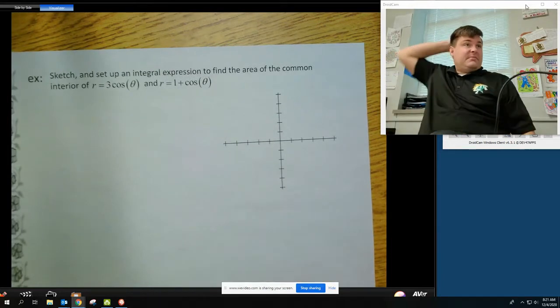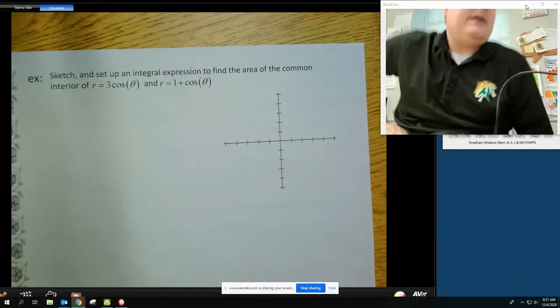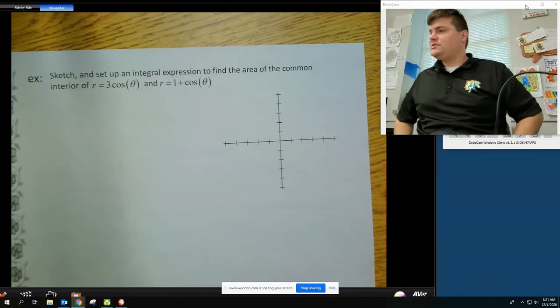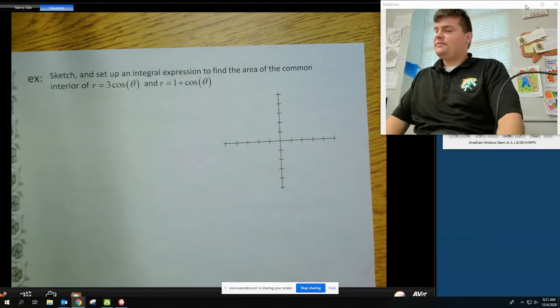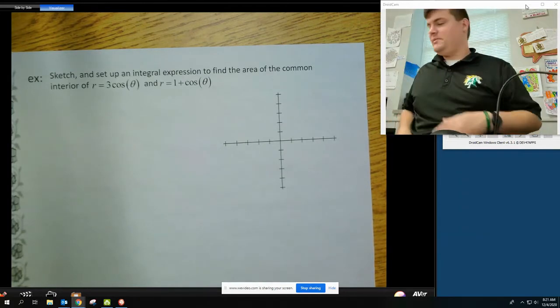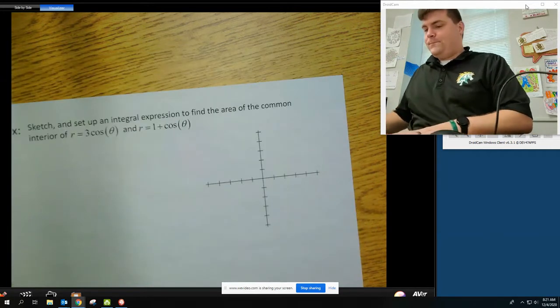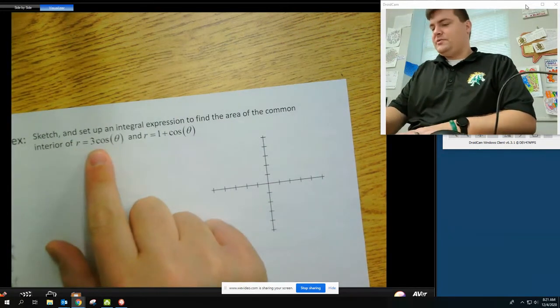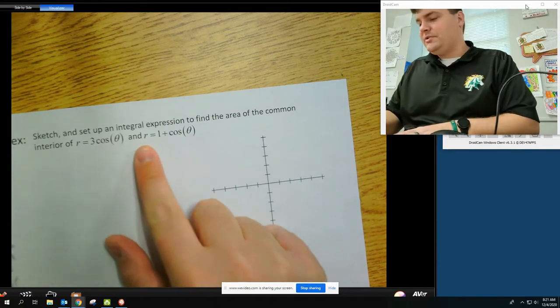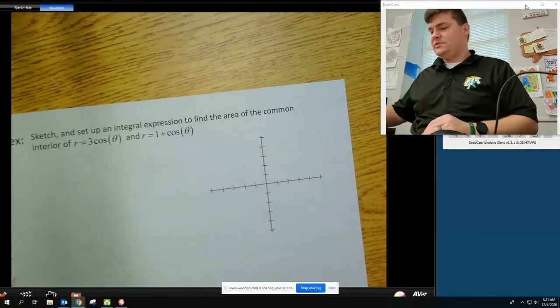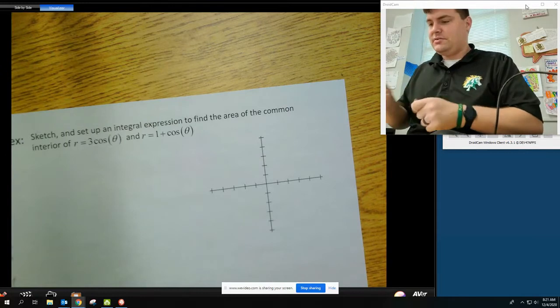So we're going to sketch and set up the integral expression to find the common area of the interior now. So this one I'm finding the common area. That's what makes this one a little bit on the weirder side. For r equals 3 cosine theta, and then r equals 1 plus cosine theta. So again, I'll do green and blue here.